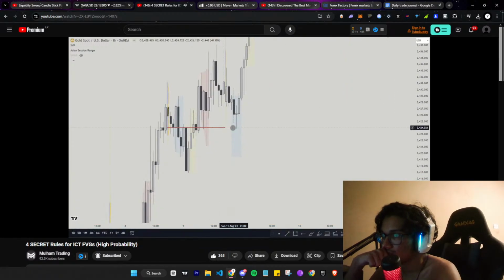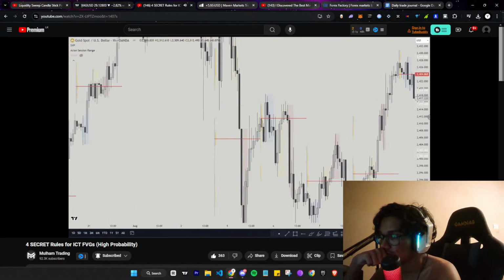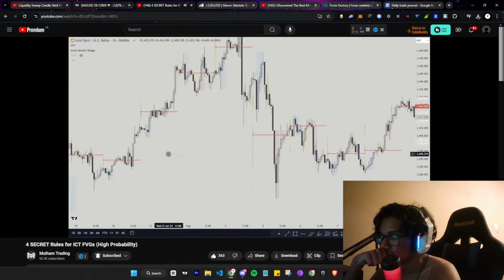But sometimes there's no fair value gap. So you see, exactly respecting that level and pushing higher. So for example, here, we have the POC level and we have a fair value gap here. Price respected that fair value gap. So if we have POC aligning and close to a fair value gap, that becomes a high probability fair value gap, just like this.